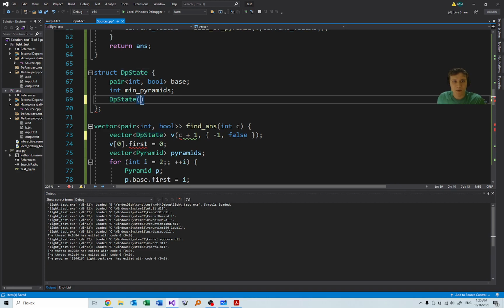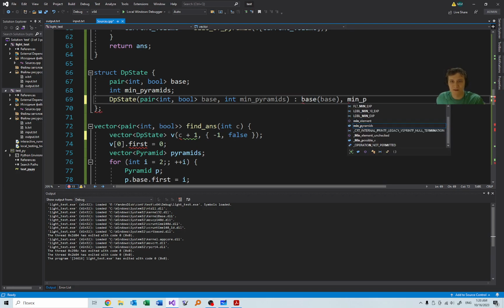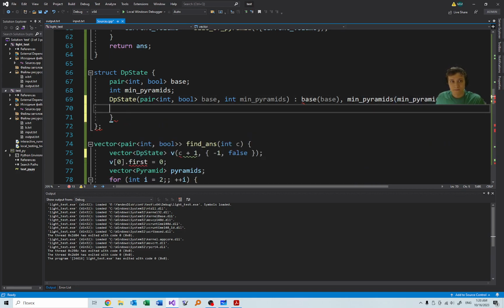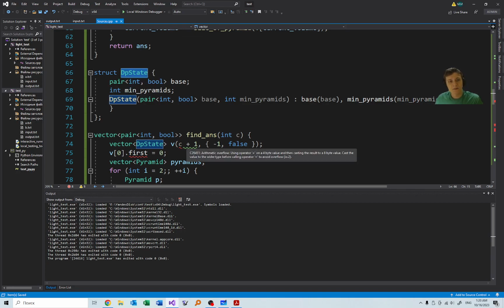And I think we would like to make a constructor. Because sadly enough, there is no C++14 in the testing system, so we need to make everything as easy as possible. For the compiler, of course, not for me. So this DP state for number n says that we can get number n with this many pyramids if we start with this base.